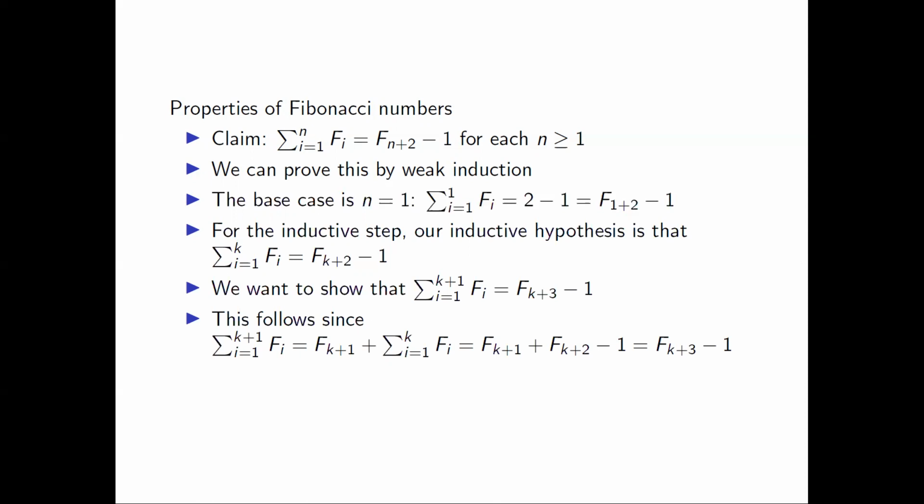And then here we can just use our inductive hypothesis to substitute f of k plus 2 minus 1 for the sum. And that gives us f of k plus 1 plus f of k plus 2 minus 1. And we can use the definition of the Fibonacci numbers, their recurrence equation, to substitute an f of k plus 3 for the f of k plus 1 plus f of k plus 2. And that leaves us with f of k plus 3 minus 1, which is exactly what we were trying to get.